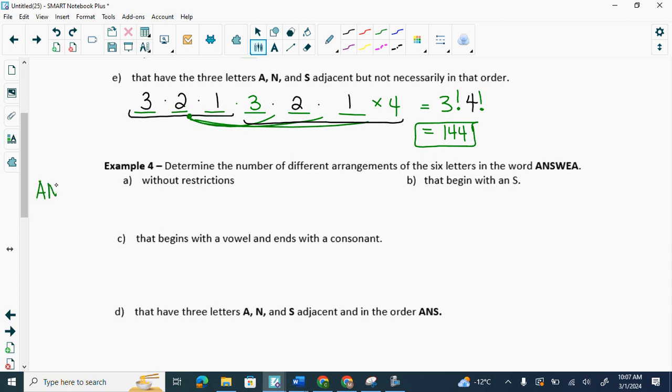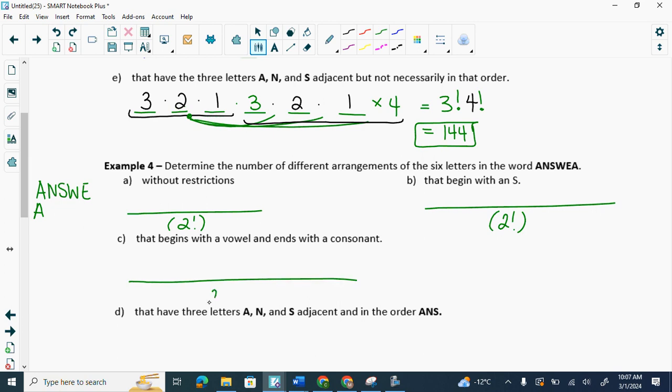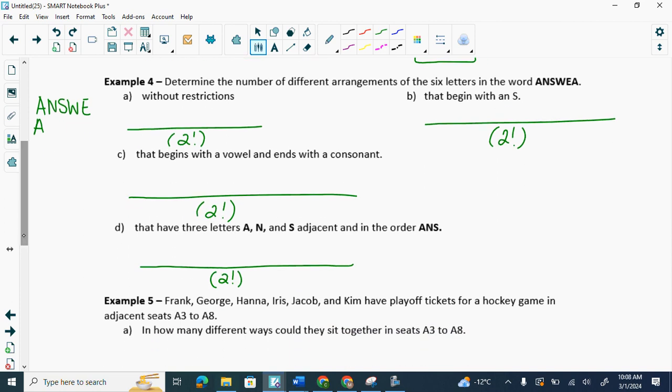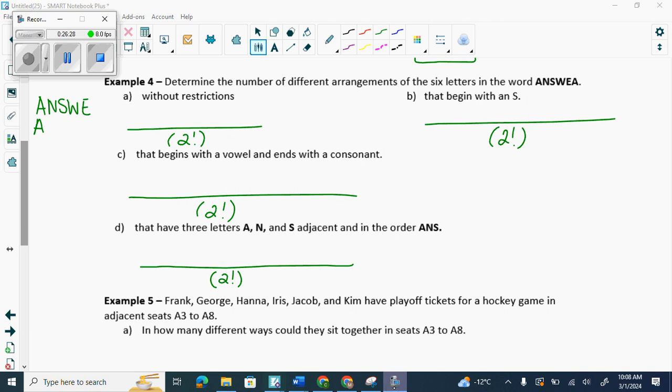A, N, S, W, E, A. Correct? So every one of these, I'm going to have a 2 factorial. Do you see I'm not even reading the words? I still have to go back and read the words. But my point is, people are like, when do I not do the 2 factorial? Never. You have to. Okay? So try these out.